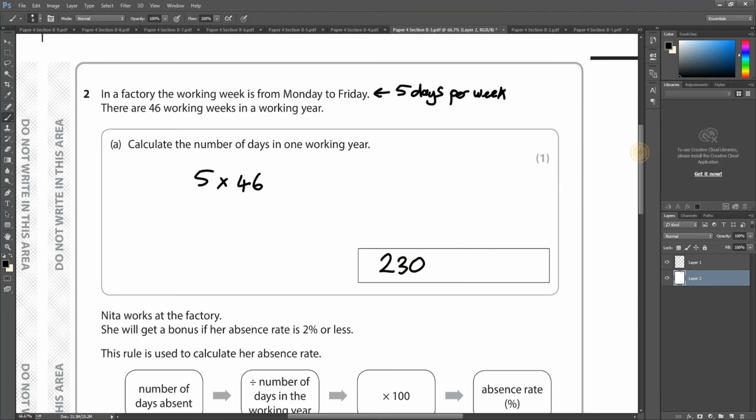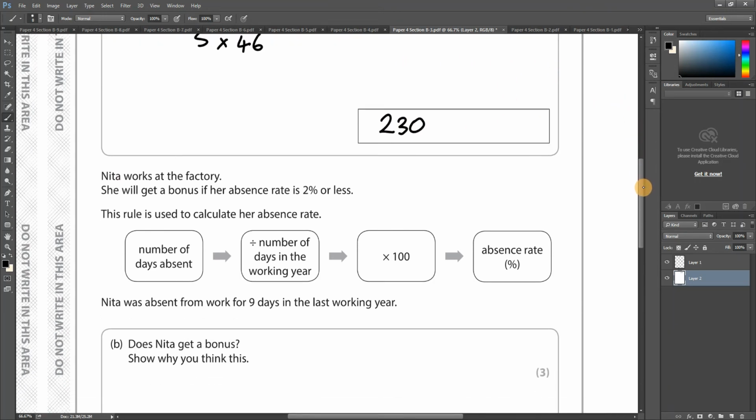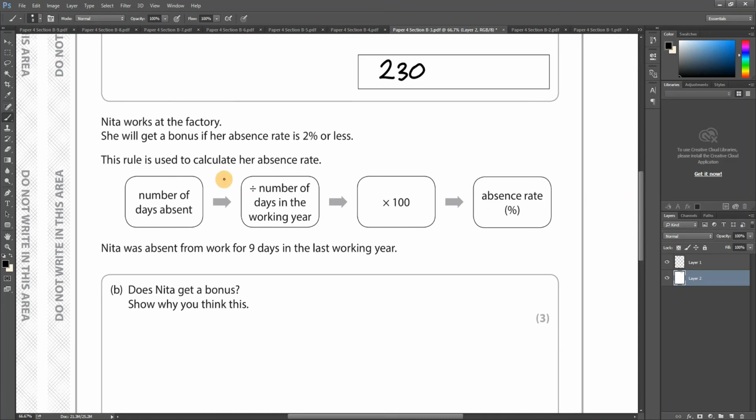That's part A done. Then it says, Nita works at the factory. She will get a bonus if her absence rate is 2% or less. This rule is used to calculate her absence rate: number of days absent divided by number of days in the working year, times by 100, and then you've got your absence rate as a percentage. Nita was absent from work for 9 days in the last working year. Does Nita get a bonus? Show why you think this.